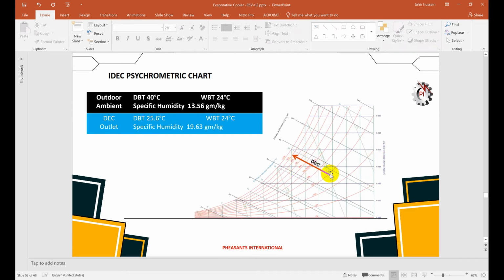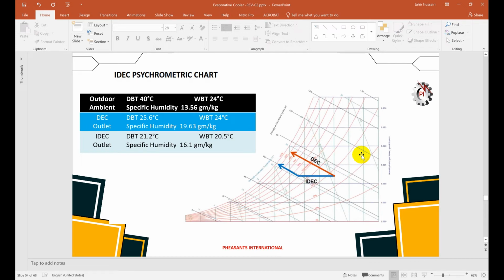If we see the wet bulb temperature will remain constant, and this is the specific humidity, the moisture in the air. If we see the specific humidity at this level, now we will see the specific humidity will be increased. For example, we have air at 40 degrees centigrade and 24 wet bulb temperature, and specific humidity 13.56. If we reduce the temperature from 40 to 25.6 degrees centigrade, the wet bulb temperature remains constant. See how much the specific humidity increases. So our latent load will be increased, as more moisture will be in the air. But if we use the IDEC system, our ambient condition was this one, and now our dry bulb temperature will be cooler.